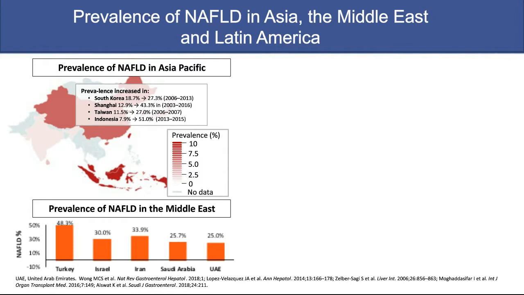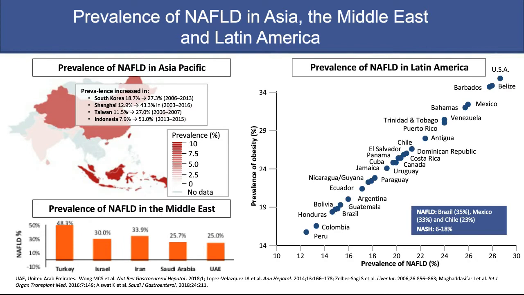In Latin America, the prevalence is also quite high, and it correlates with obesity, with some of the highest prevalence rates being reported from Mexico, as well as Brazil. The lowest prevalence is from Colombia and Peru.